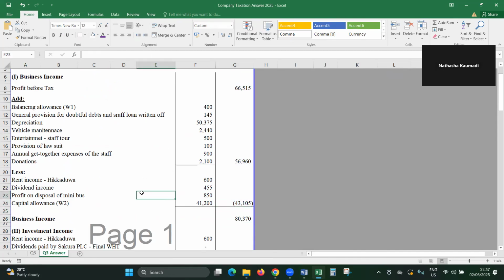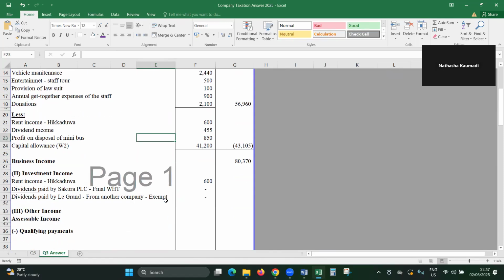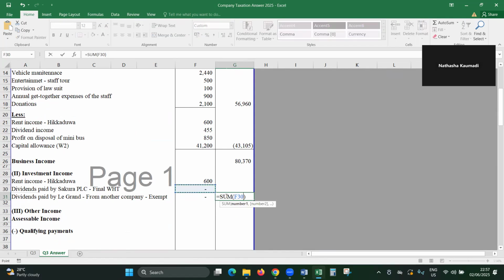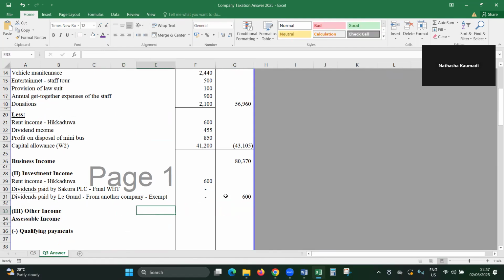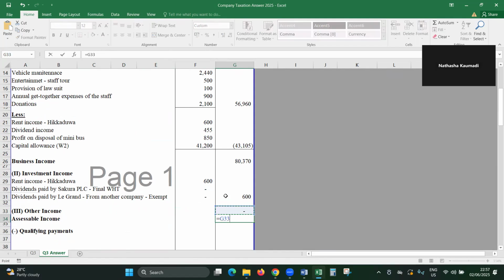Okay. And then investment income. What is the total of investment income? It's only 600,000. Do we have any other income? No, we didn't have. Even though we didn't have, I wrote whether we have or not.